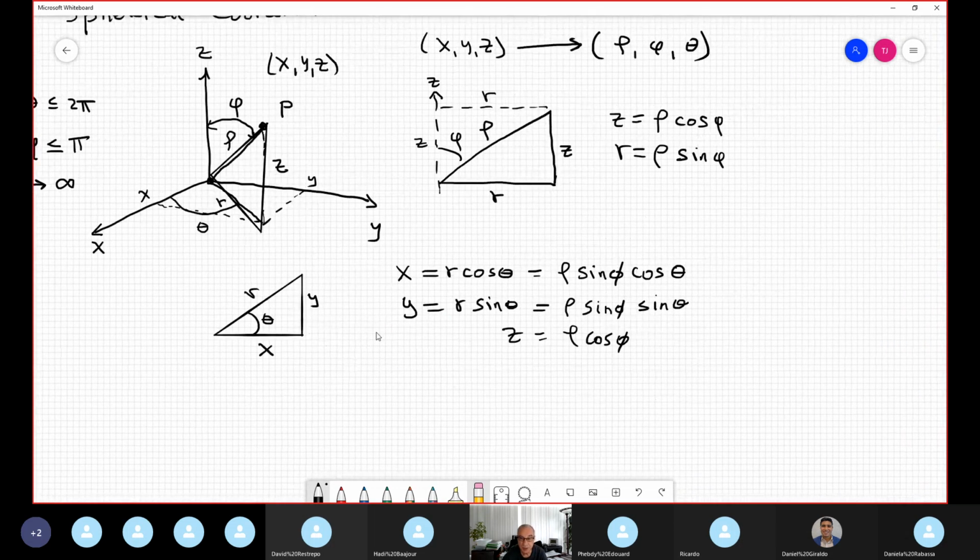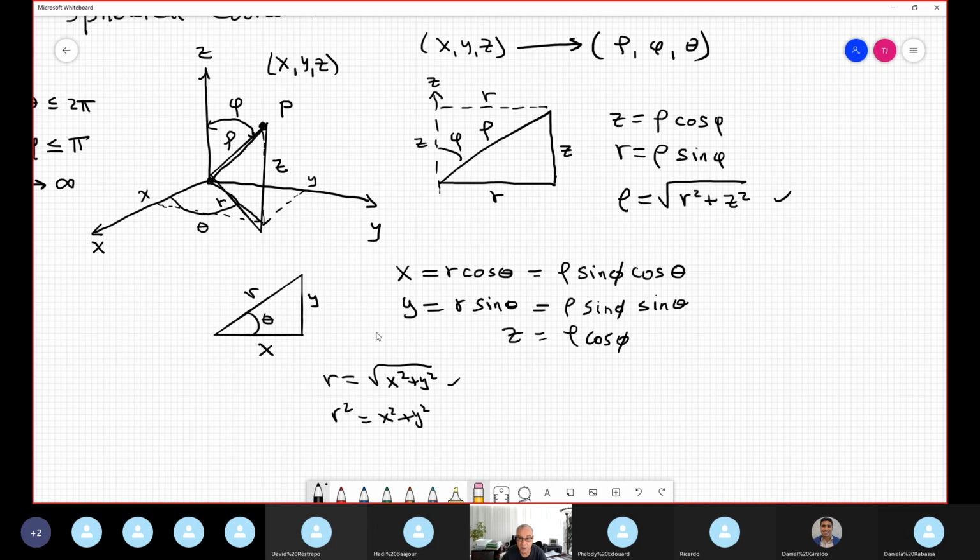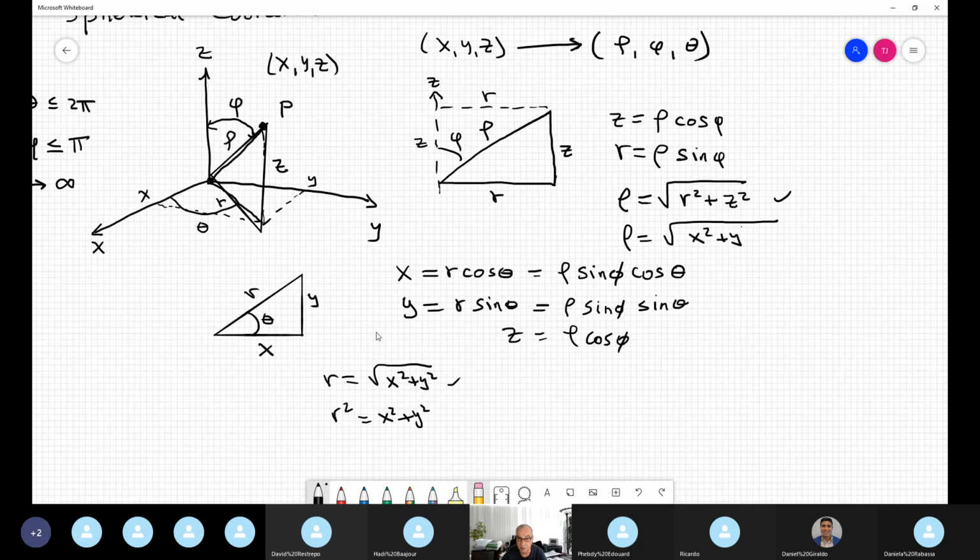that, for example, rho squared, apply Pythagoras. Rho is the square root of r squared plus z squared. But it's obvious also that r is the square root of x squared plus y squared. So you connect this equation and this equation, because r squared is x squared plus y squared. It's obvious that rho is equal to the square root of x squared plus y squared plus z squared.